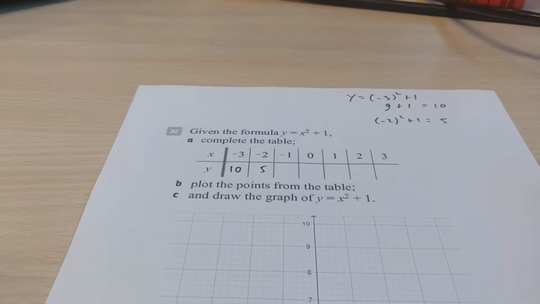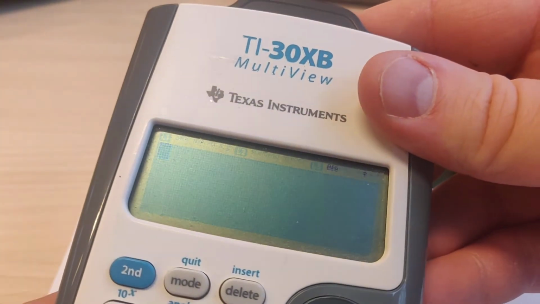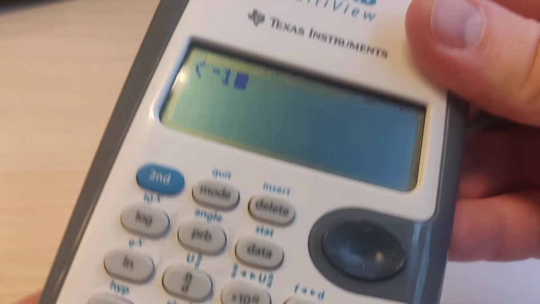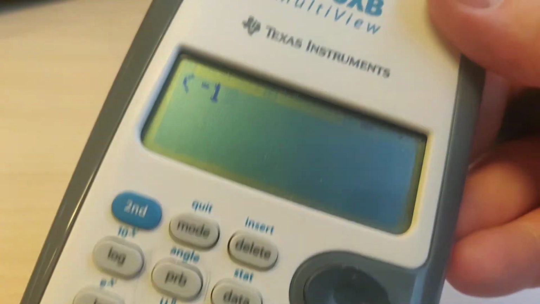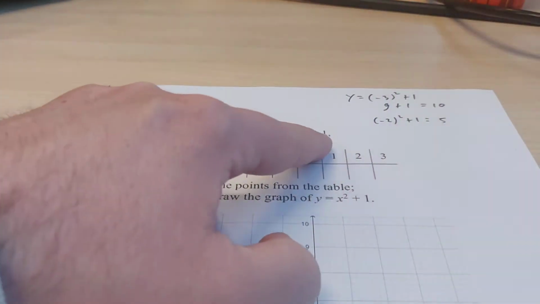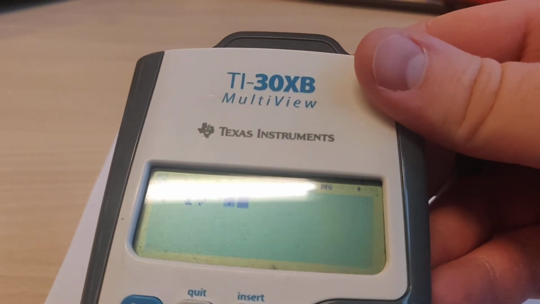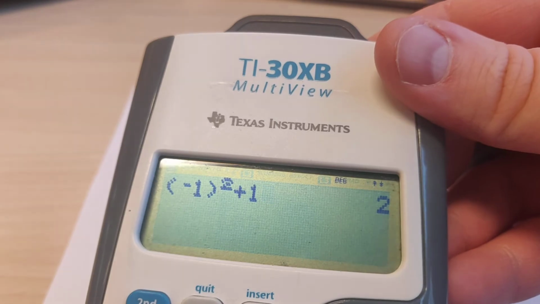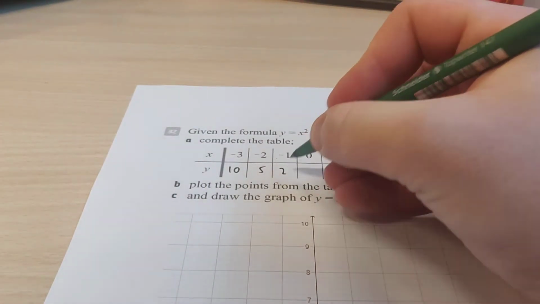If you want to use your calculator for it, then you can use your calculator like this. Bracket open and then minus 1. You do have to use this minus button for a negative number. Bracket closed, squared, and then the formula says plus 1. So we're going to do plus 1. And then we get 2. So I'm going to fill that in over here.